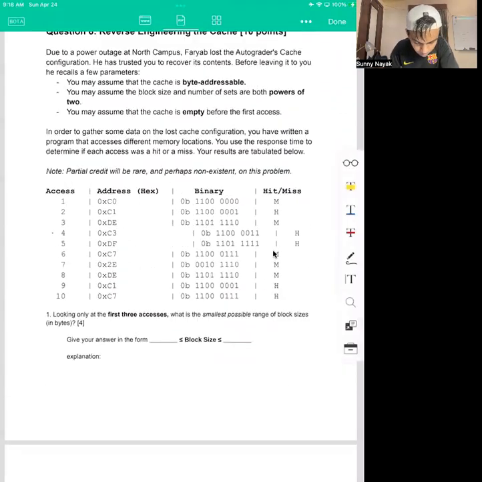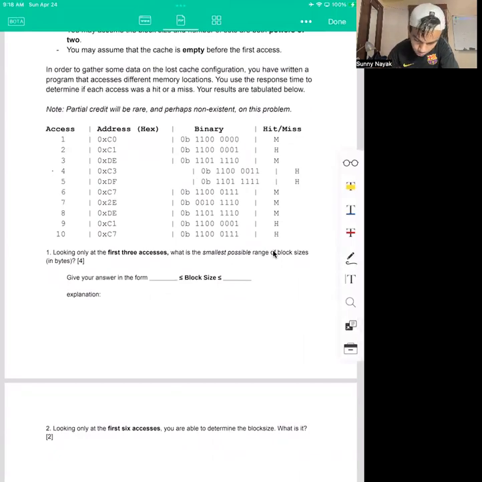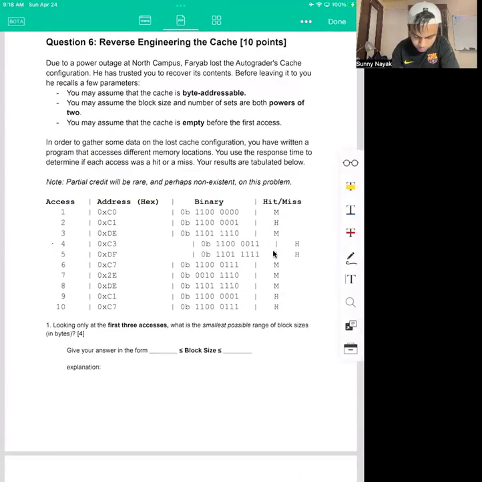All right. So to kick it off, this question is about reverse engineering cache. In other words, we're going to look at an access pattern, and using strictly that access pattern, we're going to be able to determine information about that cache. So that's things like the block size, the addressability, and the total size of the cache.